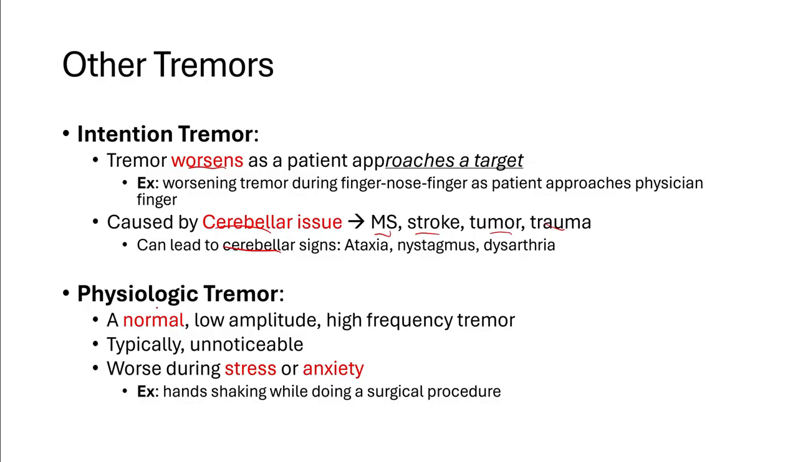And then, of course, you have physiologic tremor, which is a normal tremor. This is typically described as low amplitude, so not very easily seen, with a high frequency. So it's going back and forth very rapidly, but it's not very noticeable. Typically, it's unnoticeable. The only time that this typically comes out is during times of stress or anxiety. Sometimes caffeine can also make it worse. An example being if your hands were ever shaking, if you're ever in the OR performing a surgery, trying to cut something open, or you're a med student and they're asking you to do a suture, you might notice that your hands are beginning to shake. And this is known as a physiologic tremor.